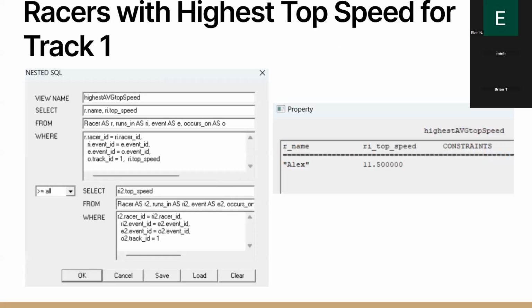So our last high-level function query seeks to find the name of the racer or racers with the highest top speed in track one. To achieve this, we combine data from multiple tables in a nested query that stores information about racers, the runs in events and occurrences on track, and also we set track ID to equal to 1 in this case, and the output shown to the right displays the racer with the highest top speed with the respective speed in meters per second. So in this case, it was Alex, and his top speed was 11.5 meters per second.